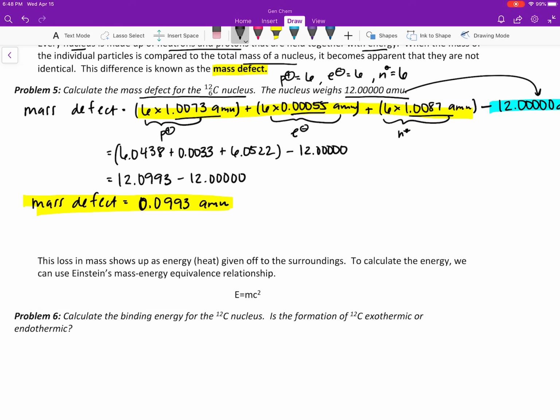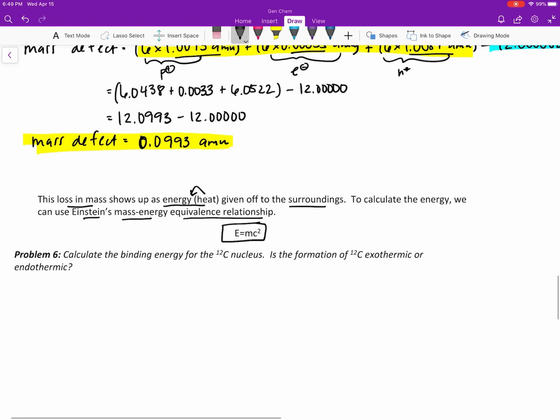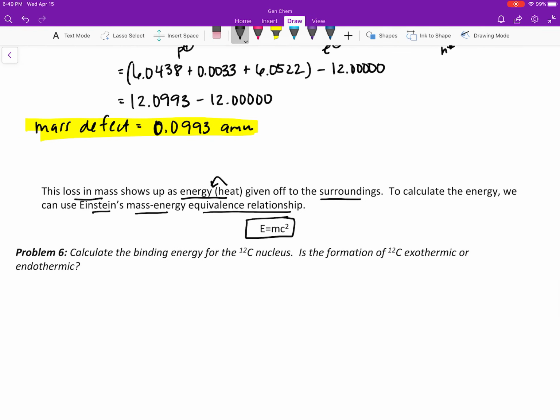Okay, so this loss in mass shows up as energy, specifically heat, given off to the surroundings. To calculate the energy, we can use Einstein's mass-energy equivalence relationship, which is the famous E equals mc squared. I think in physics you'll spend more time on this, but it's probably the most famous equation in the world, E equals mc squared.